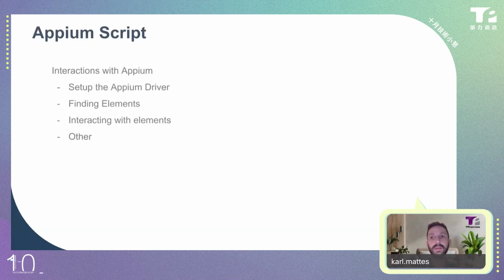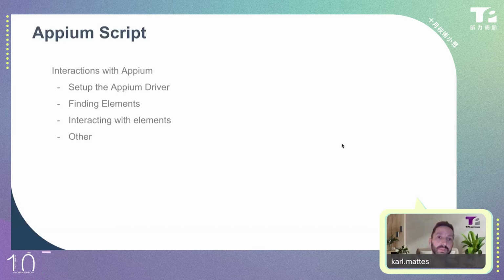Now, in general, interactions with Appium can be categorized in 3 to 4 different categories. The first step that we would need to do would be to set up the Appium driver. Additionally, there's finding elements and interacting with elements. And there's also the other category, which includes things like taking a screenshot, setting the orientation of the device, or setting the locale, stuff like that.